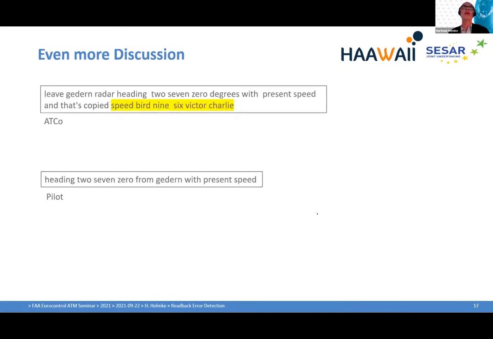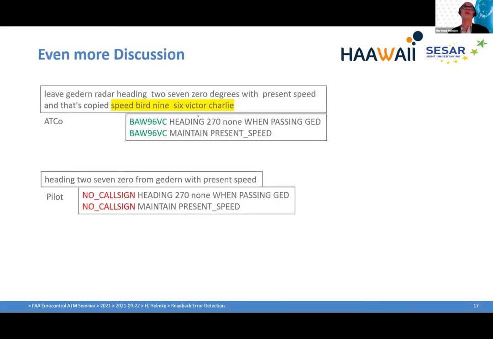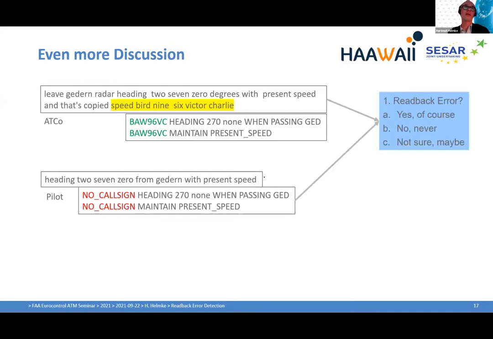Here again, another thing. I go immediately to the ontology. In the readback, the ATCO says the call sign, but the readback of the pilot does not contain the call sign. Again, a question to the audience: you can use the chat, maybe type Q2 for the second question, and then yes, no, or not sure. Is it a readback error? What do you think?